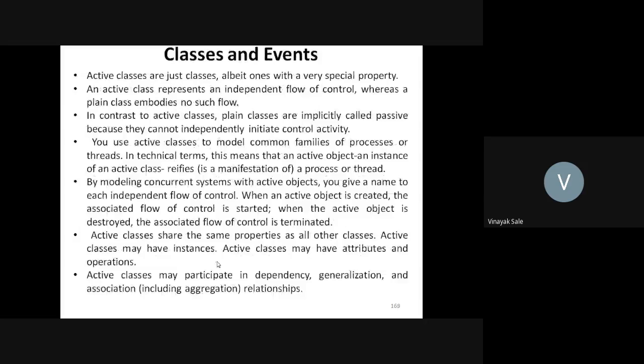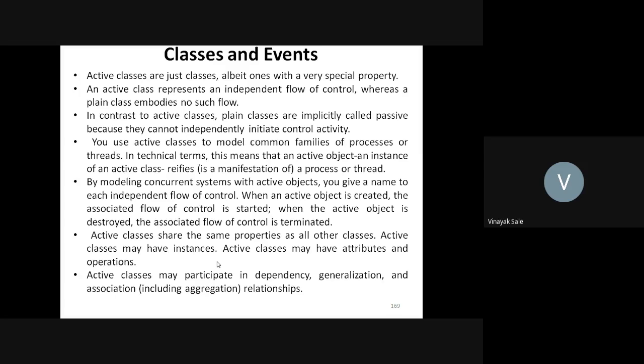So what are active classes and events? Active classes are just classes, albeit ones with a very special property. Active classes represent an independent flow of control, whereas plain classes embody no such flow. In contrast to active classes, plain classes are implicitly called passive because they cannot independently initiate control activity.